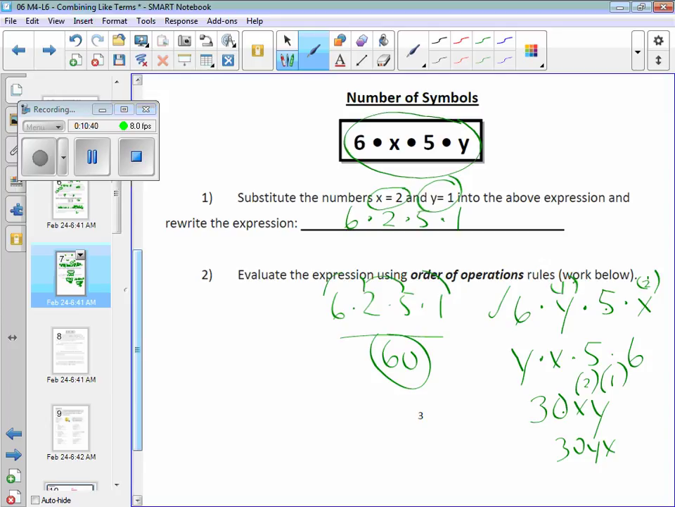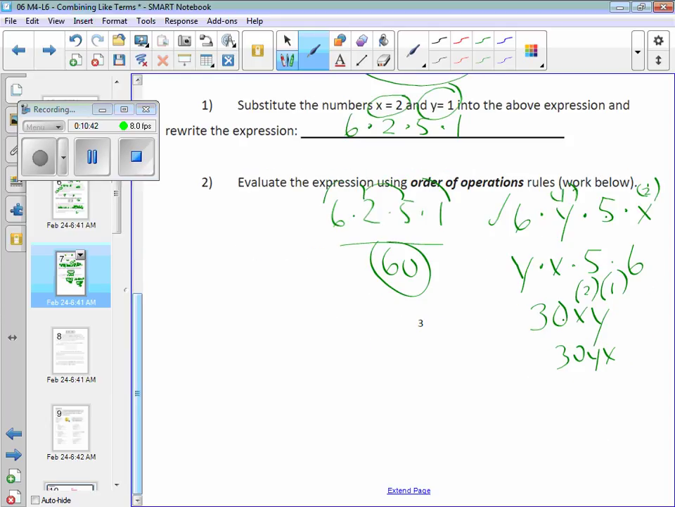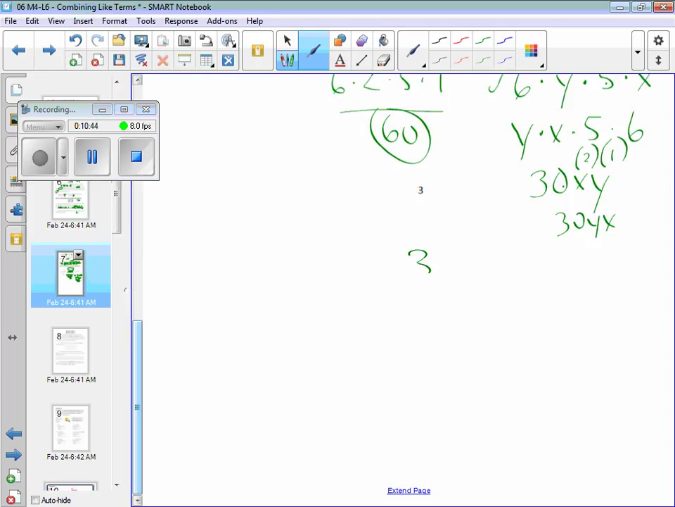Guys, let's stop for a minute. Go back to 30xy. What this really means is 30 times x times y. But if they're squished together, if it doesn't have a number next to it, I don't know. Who's confused? Well, the answer would be that, right?